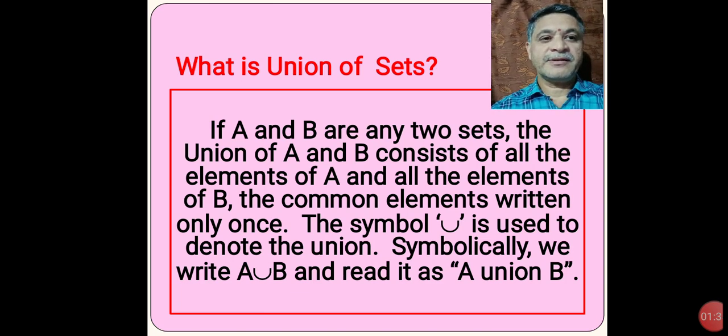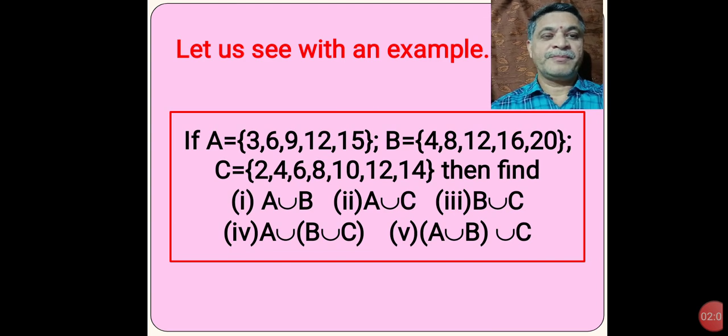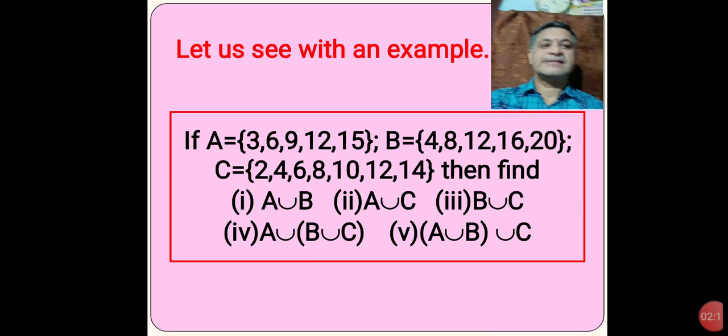So let us see what is union and how to write union of sets. If A and B are any two sets, the union of A and B consists of all the elements of A and all the elements of B. The common elements are written only once. The symbol ∪, union, is used to denote the union. Symbolically, we write A ∪ B and read it as A union B.